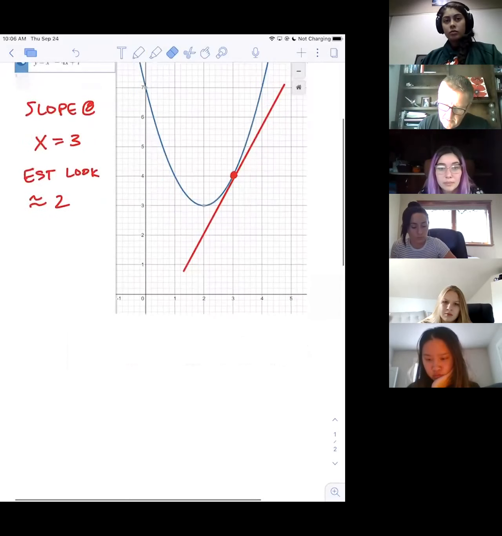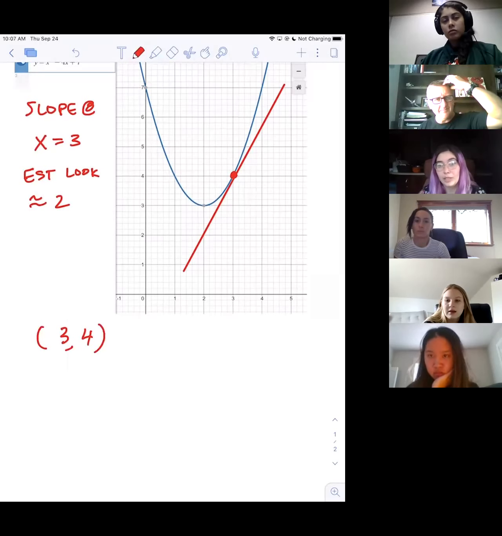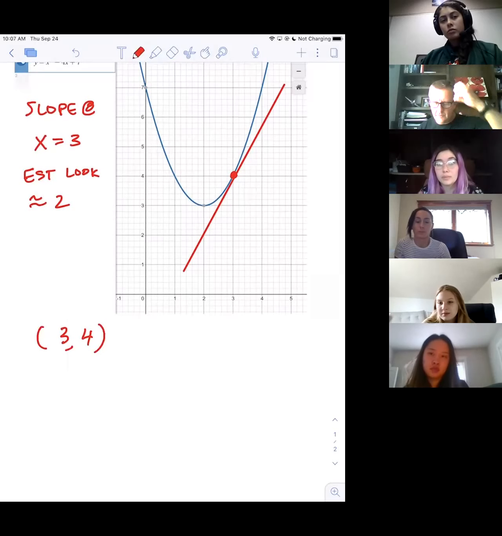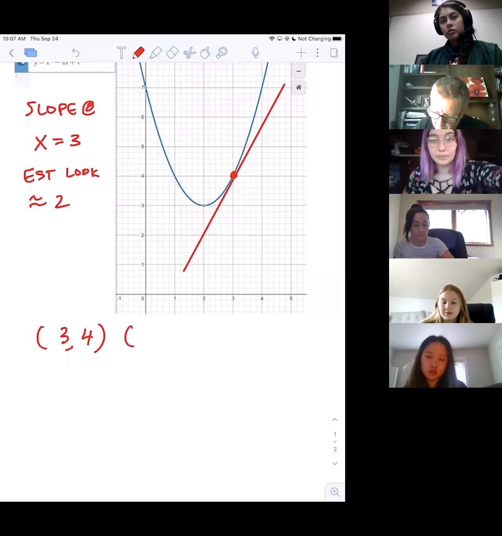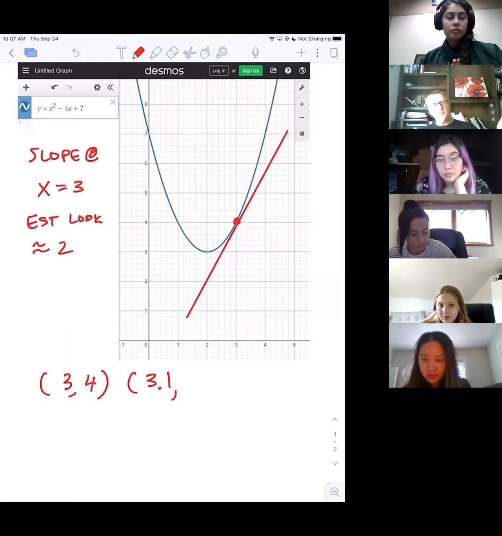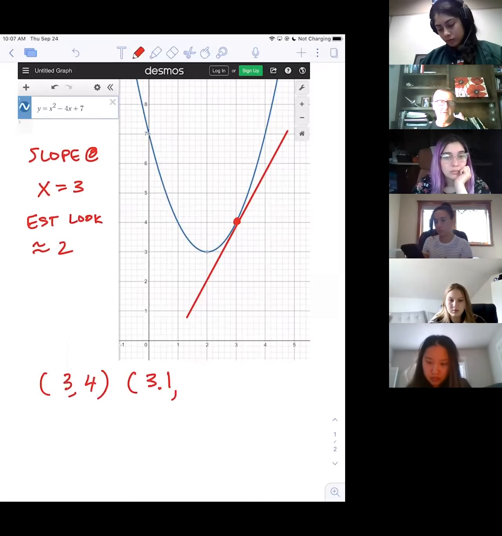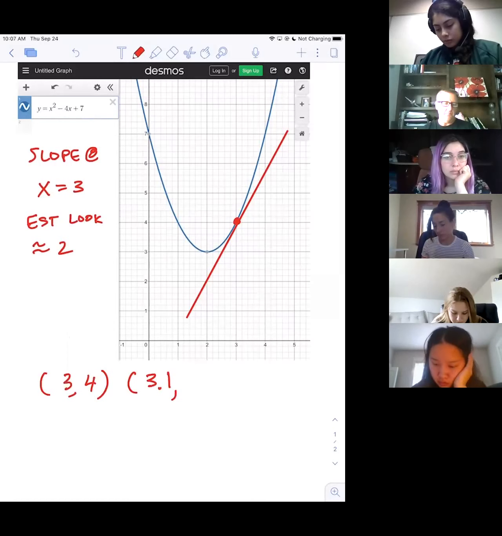Since we're at x is 3 and we plugged 3 in and found out we're at the point 3, 4, we just need one other point. And what's important about the other point we choose? It's really close. So let's pick 3.1. That'll probably be close enough, right? So now you go find the y that goes with that, and then you go y minus y over x minus x, and see if you get something close to 2. And because of the picture, you darn well should get something fairly close to 2. I'm doing it with you.